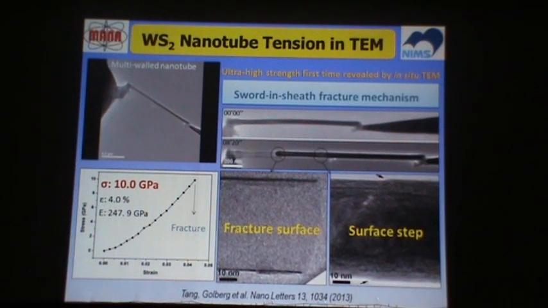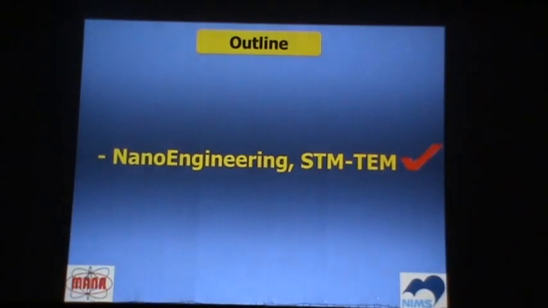These are multi-layered structures, not single layers. You can see very clearly some peeling, some atomic steps. It's called the sword-in-sheath fracture mechanism. It means the external layer is broken, but still the tube survived inside.